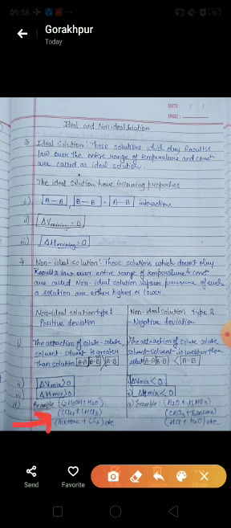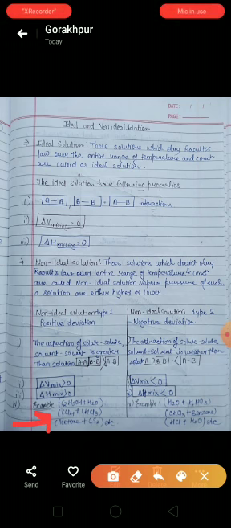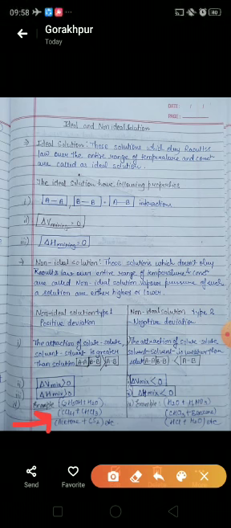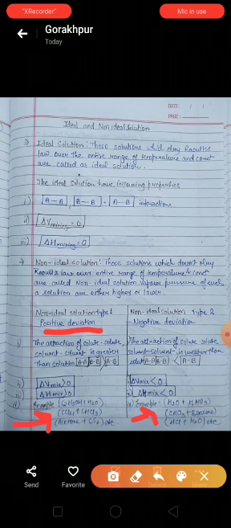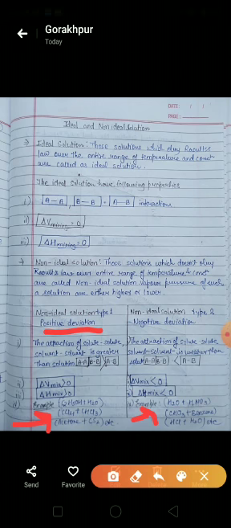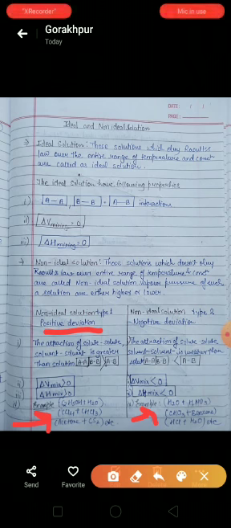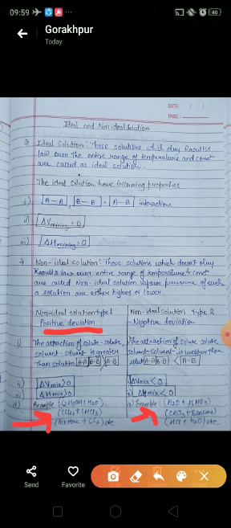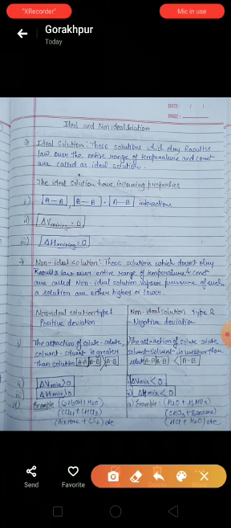There are some examples: ethanol in water, carbon tetrachloride in chloroform, and acetone in carbon disulfide for positive deviation. And there are some examples for negative deviation, that is, water in nitric acid, CHCl3 in benzene, and HCl in water. So this is all about ideal and non-ideal solutions.